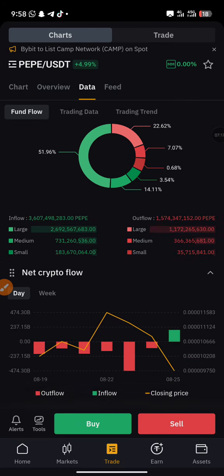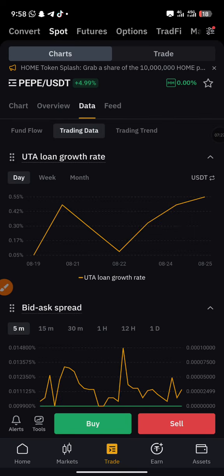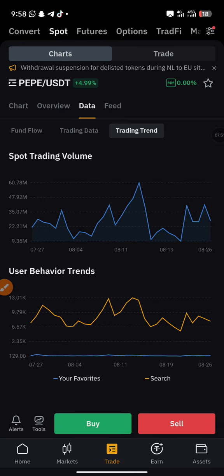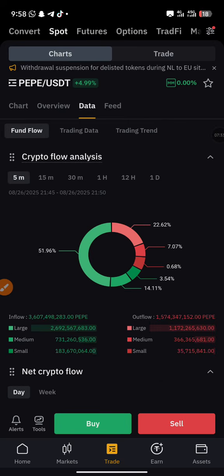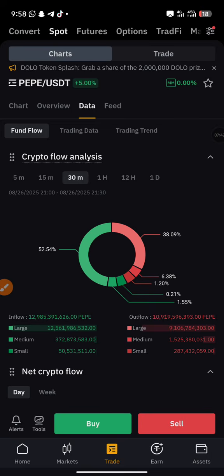Okay, so these are some of those major things I check carefully before diving into a particular coin to buy. You can see the trading data, also look at all those ones, and also look at the trading trend. Okay, this one is the fund flow, the trading data, you look at it as well. It's 5 minutes, 15 minutes. All those ones are very reasonable. It has been up and it has been doing well. So it's good for you to invest in it.